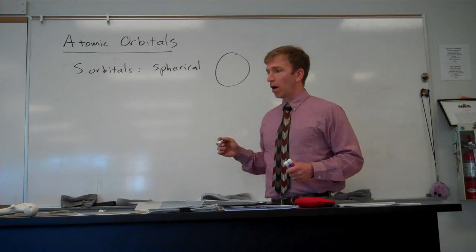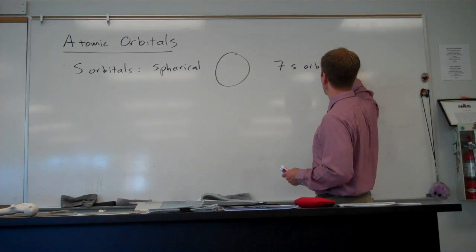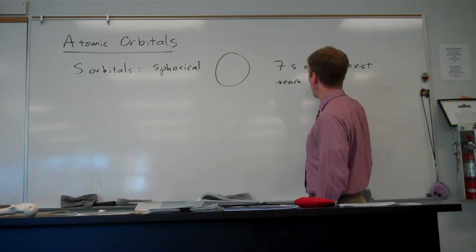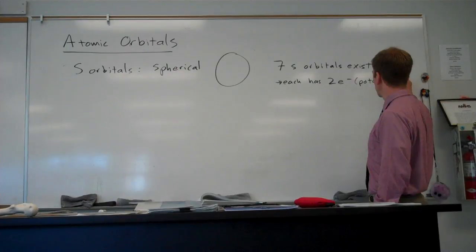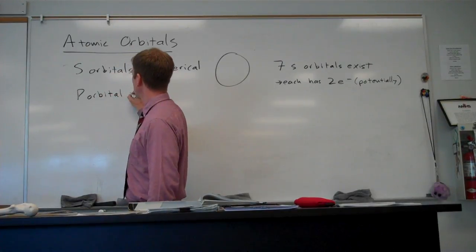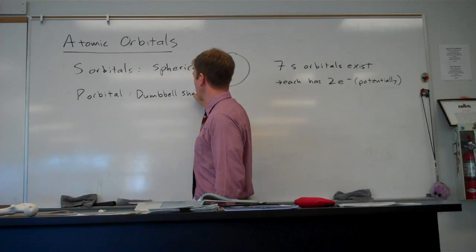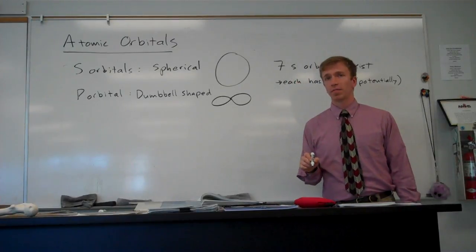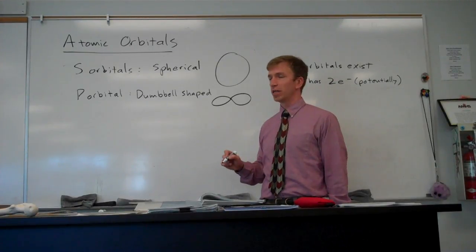And there are 7 s orbitals. Each has 2 electrons, at least potentially. The second kind of orbital is called a p orbital. These are often described as being dumbbell-shaped. But the shape is actually more like that. And there are 3 p orbitals for each energy level.